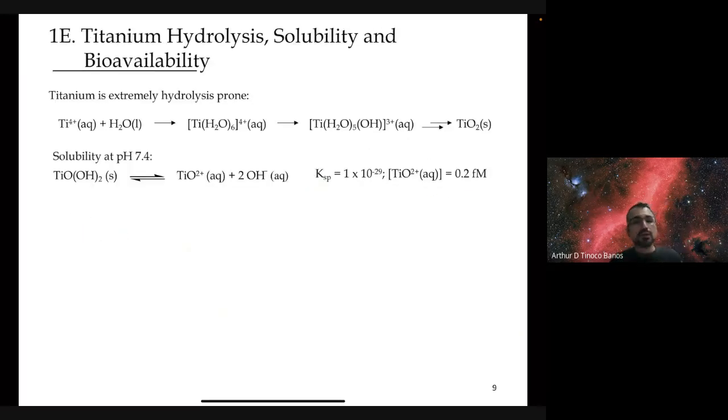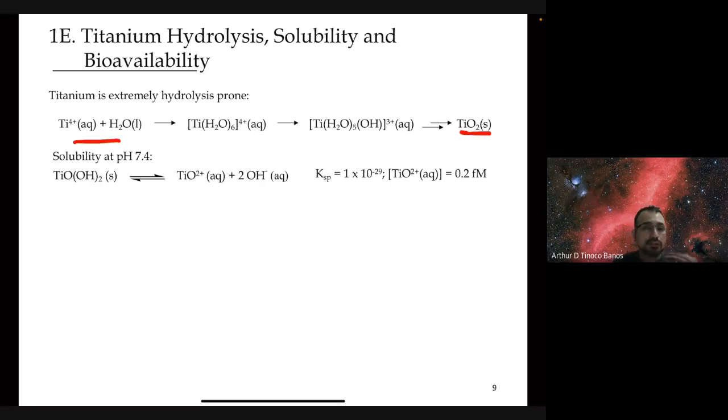All right, another really important feature about titanium. To an extent, we've already seen this, that titanium is hydrolysis prone. So here's just the representation of this hydrolysis process for titanium, leading ultimately, if you think about this downstream, especially at a really high pH, to the formation of titanium dioxide.